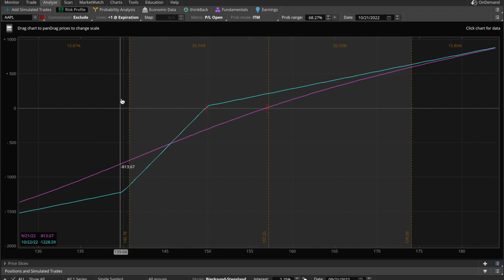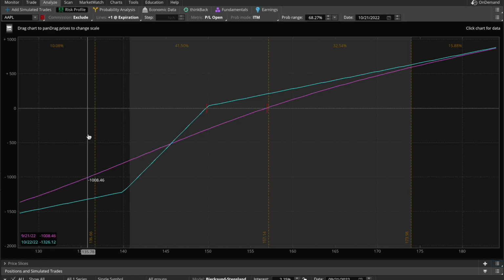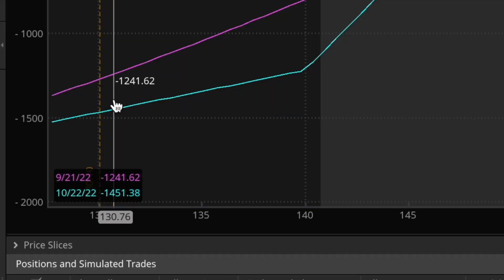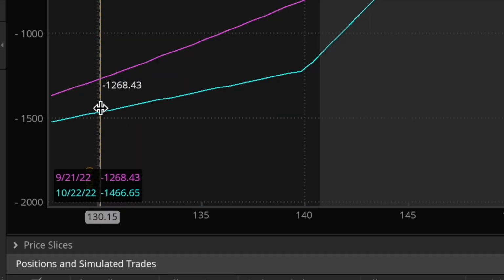And you can also click and drag these barriers here to any price that you want. So again, if you want to see the chance that Apple's going to fall down to $130 by expiration, I can just click and drag this line all the way over to that price. And here we go. You can see there's only about a 4% chance of Apple falling down that far, at least by the expiration date. So even though it's possible to still lose a decent amount of money on this position, the chance of that actually happening is very, very small.